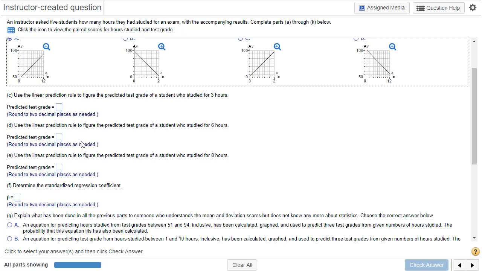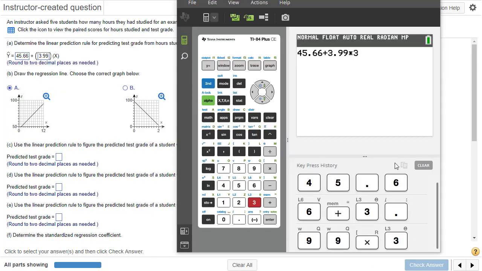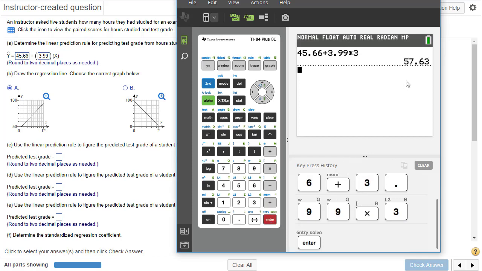Use the linear prediction rule to figure out the predicted test grade of a student who studied for 3 hours. Okay, so on the calculator, just 45.66 plus 3.99 times 3. So that predicts 3 hours of study will get me about a 57.63.